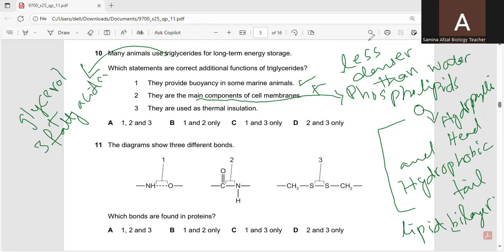They are used as thermal insulation. Yes, triglycerides are excellent thermal insulators. They provide the insulation, and they are present beneath the skin of mammals. So we humans also have this layer of triglycerides. So according to this, statement number 1 and statement number 3 are the correct statements, and statement number 2 is not the correct statement. So according to this, C is the correct option.